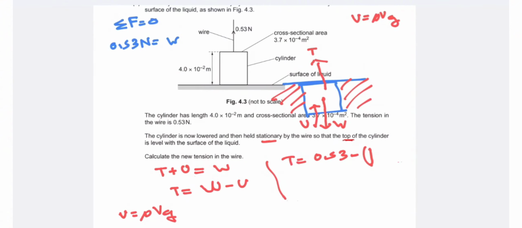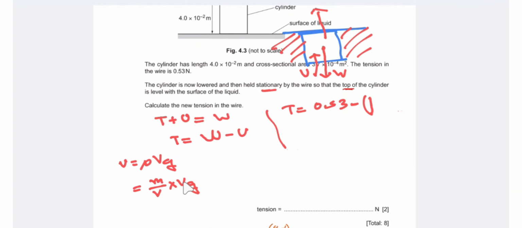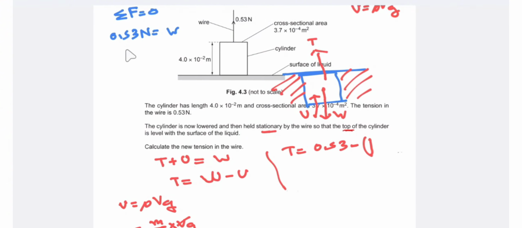Since density is mass per unit volume, the volume cancels. So upthrust is equal to mg. What is the value of mg? Weight is equal to mg, that is 0.53. So the tension comes to be 0.53 minus 0.53.